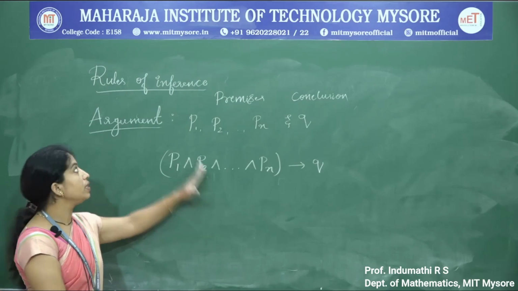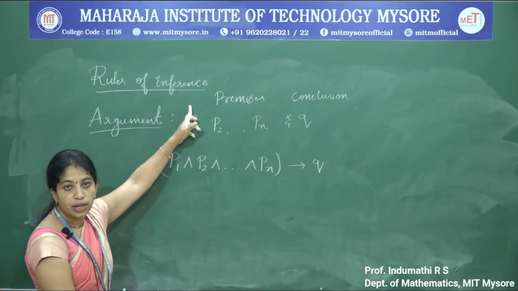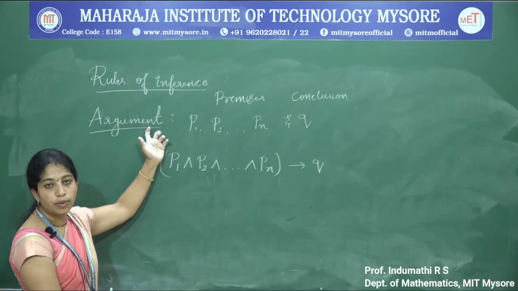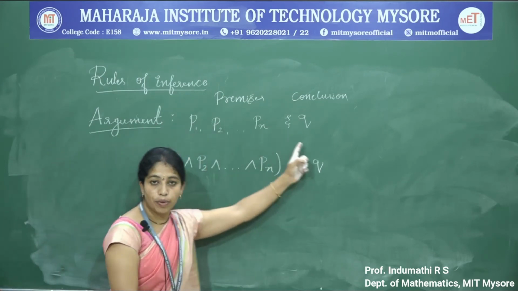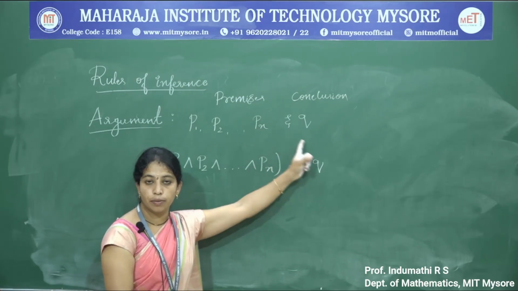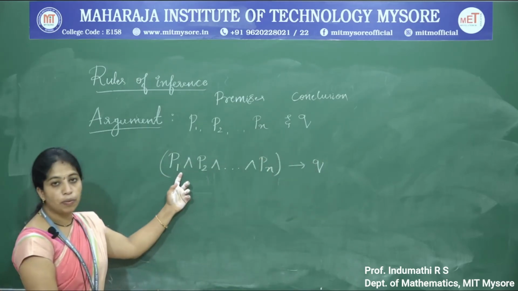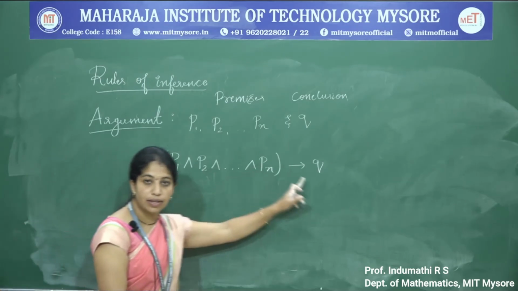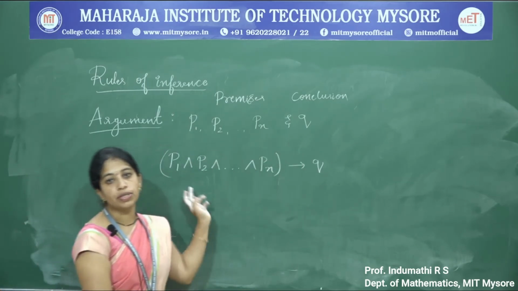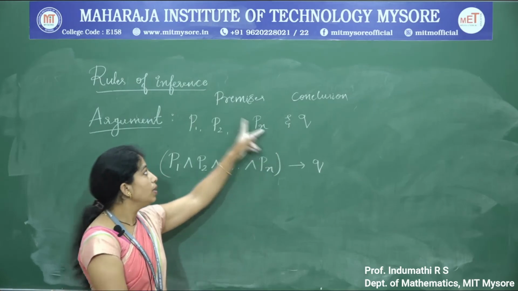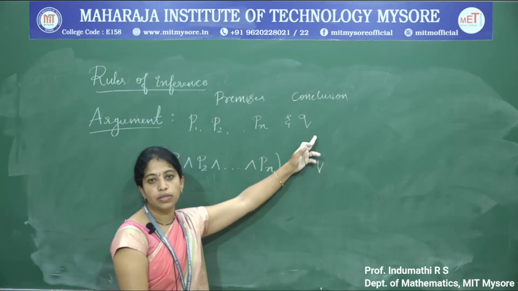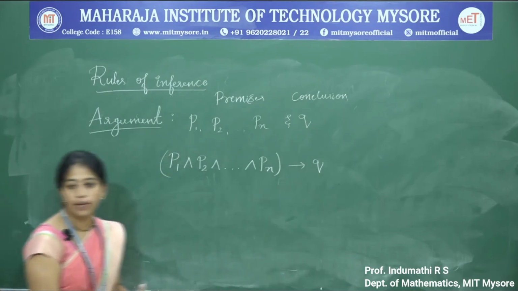Now the next topic is about rules of inference. How to define argument? Argument means we are going to take some propositions P1, P2, etc., Pn and Q. Then the compound proposition P1 conjunction P2, etc., conjunction Pn conditional Q is called an argument. Your P1, P2, etc., Pn are called premises and Q is called the conclusion of the given argument.